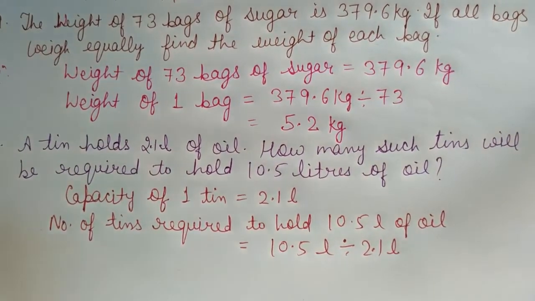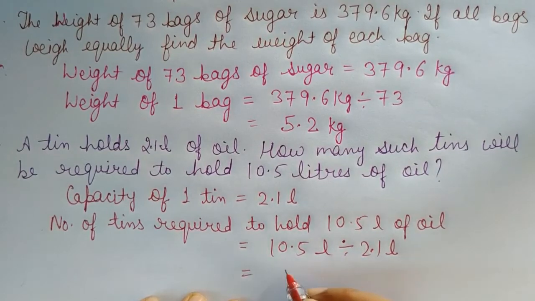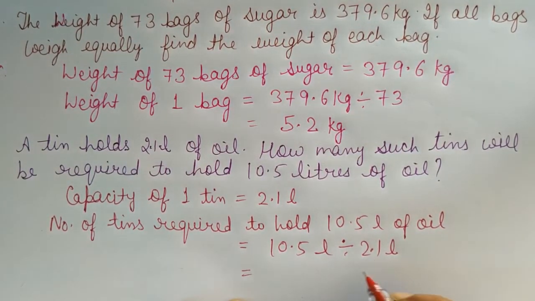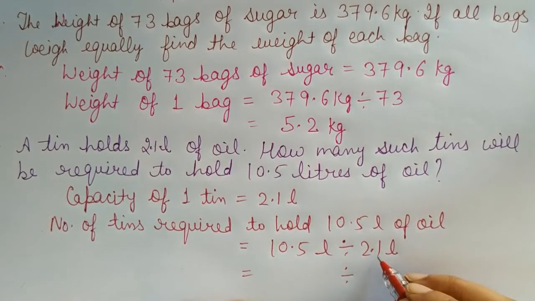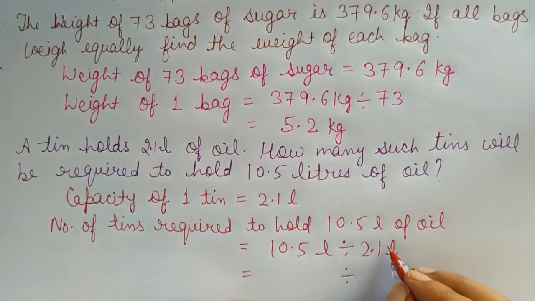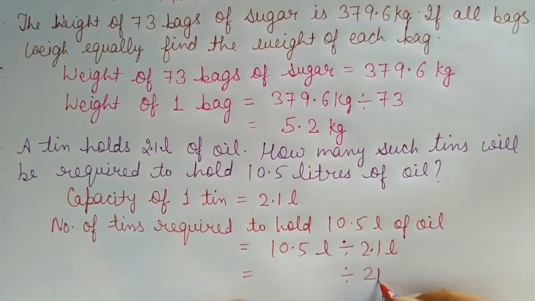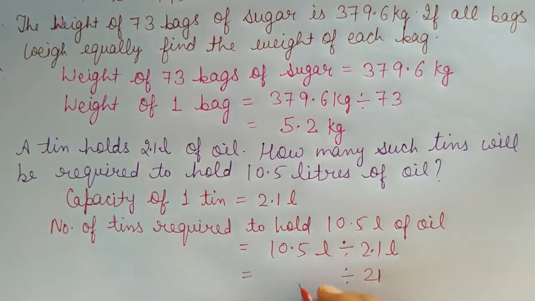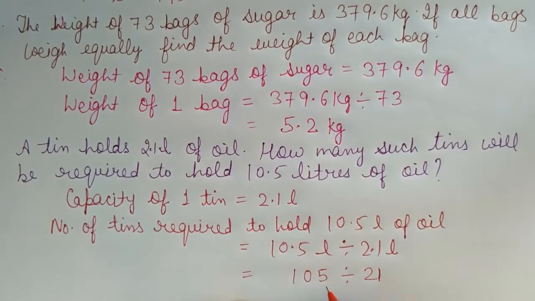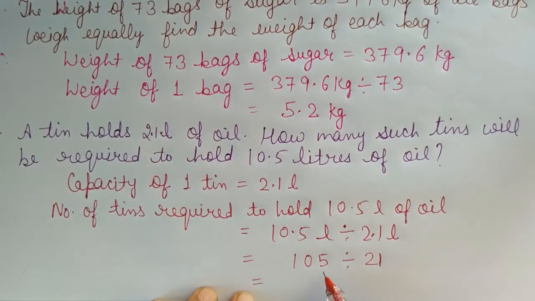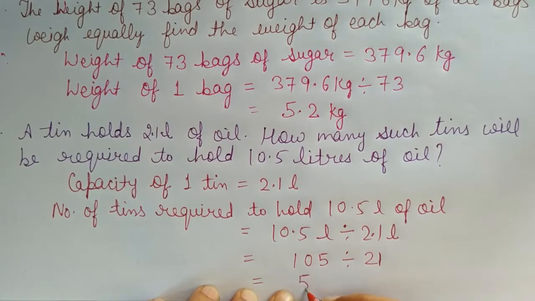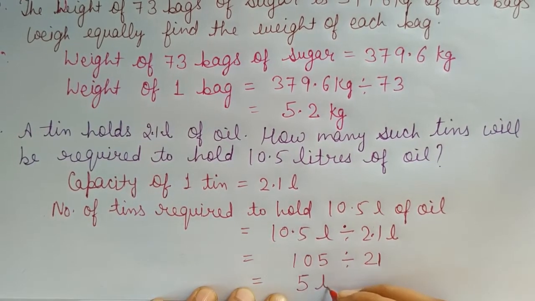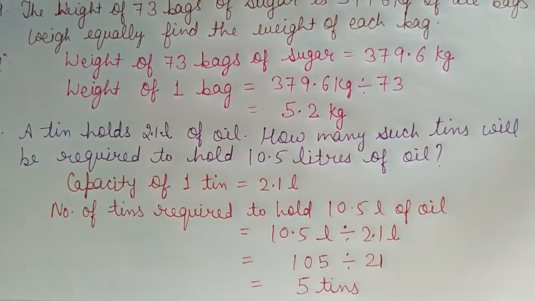And you know how to divide: the divisor 2.1 must be changed to an integer. To change it to an integer, we will shift this decimal by one place and we will get 21. So here also, if we shift this decimal by one place, we will get 105. And when we divide 105 by 21, we will get the answer 5. Now since we are asked the number of tins, our answer will be in the form of tins.